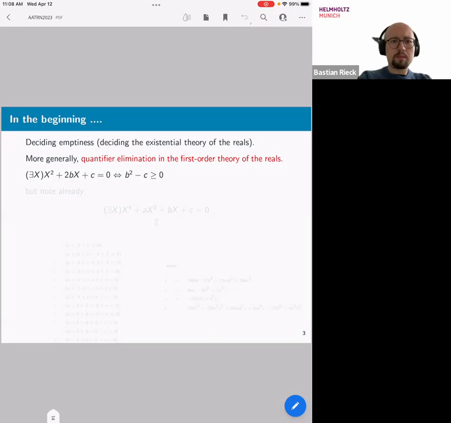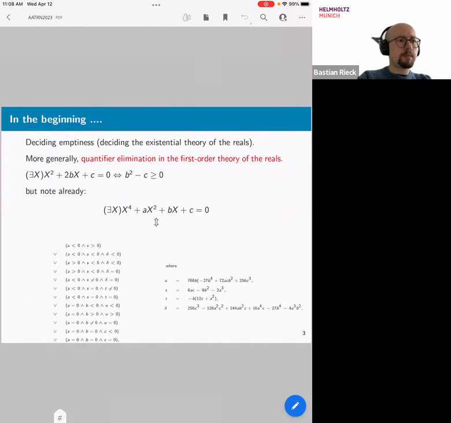So that's pretty simple, but note already that if you take the quadratic or the quartic analog, so if you take the formula that there exists x such that x to the fourth plus ax squared plus bx plus c equals 0, and you ask what is the quantifier-free expression, well, Tarski's theorem assures us there is one, and here is one description of it, which the fonts are too small, and I don't expect you to read what these polynomials are, but it's rather a complicated formula to describe the semi-algebraic set.